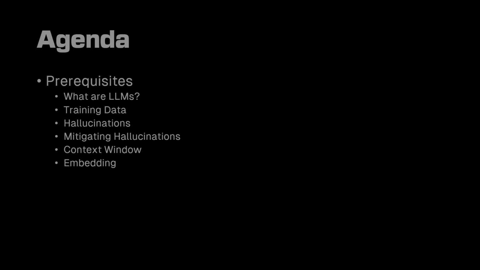First, we're going to talk about the prerequisites, which are the stuff that you need to know before talking about RAG. So we're going to cover what LLMs are, the training data, hallucinations, how to stop hallucinations, context windows, and embeddings. Next, we're going to go to the main topic. And in RAG, we have three stages mainly: pre-processing, retrieval, and generation. So let's go through each one of them.